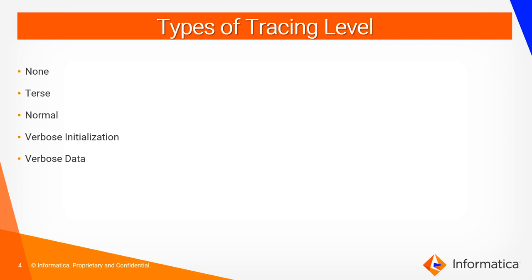Verbose initialization will contain the details about the types of index used in the transformation statistics. Verbose data, in addition to the verbose initialization, will be having the detail of each row which is passed in the mapping. It also notes where the integration service truncates string data to basically set the precision of the column. So now let's go ahead and see the demo on the same.